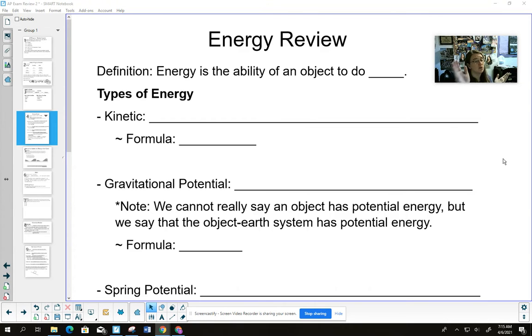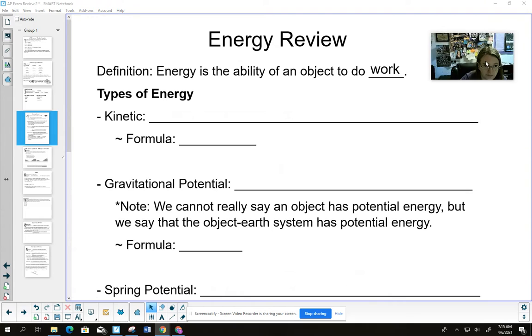So energy in general, I know this definition doesn't help us out too much if we don't remember what work is, but energy is the ability of an object to do work, and we're going to talk more about that later. We're first going to go through types of energy, and then we'll come back to this concept of doing work and what that means. So these are the main types of energy.